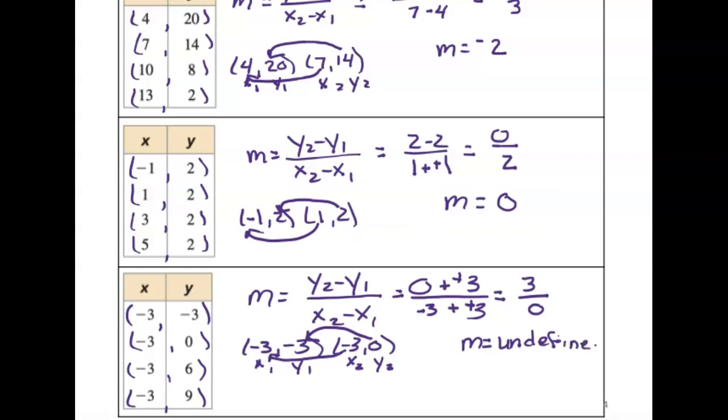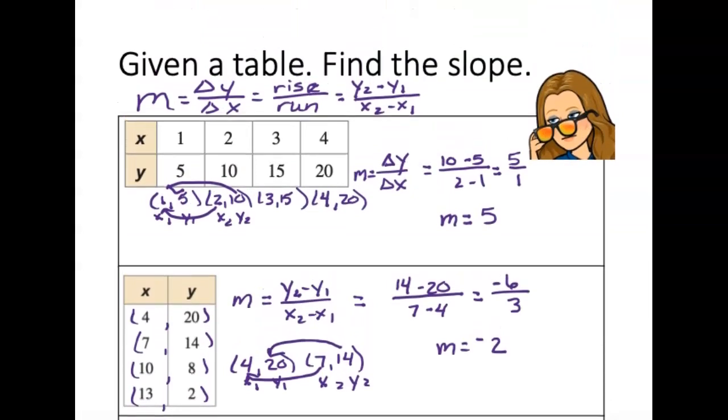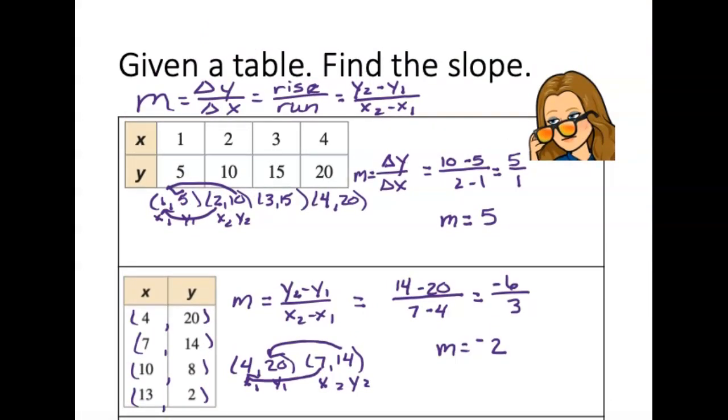You can't take something and divide it into nothing. 3 divided by 0. If the numerator has a number and the denominator has a 0, or anytime you have a denominator of 0 and you're dividing, your answer is going to be written out as the slope is undefined. So remember, use your formula just like you did with 2 points. It's the same. You're just going to pick any 2 points you would like to out of that table. Make sure you follow y2 minus y1 over x2 minus x1. Simplify all fractions and be careful with those undefined and 0 slopes.